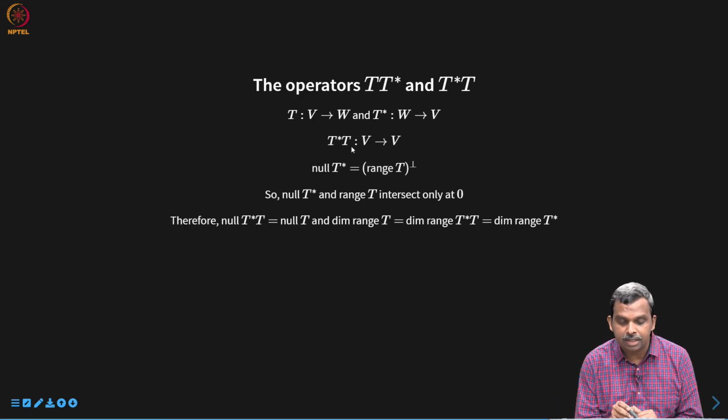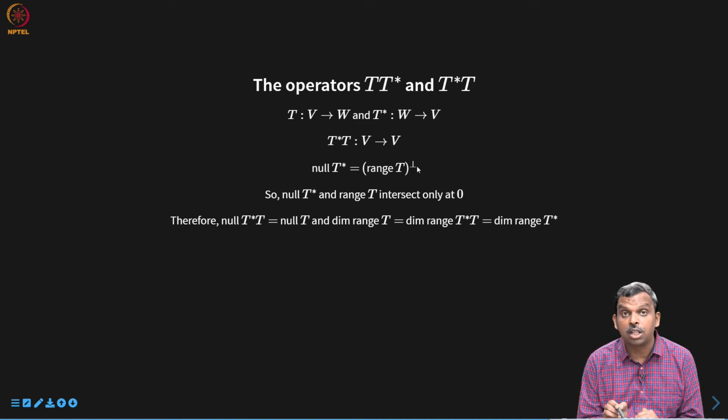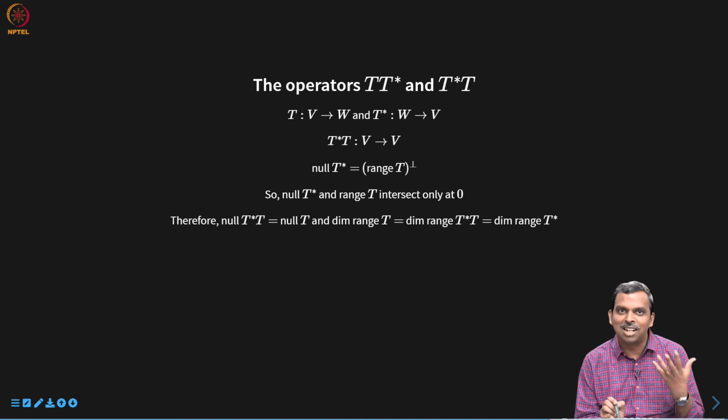So T star T is an operator from V to V, and now I know null of T star is actually the orthogonal complement of range of T. So T and T star are like that. So when this is true, we know that null of T star and range of T intersect only at 0. So our good composition result is true. It's almost like the invertibility composition.